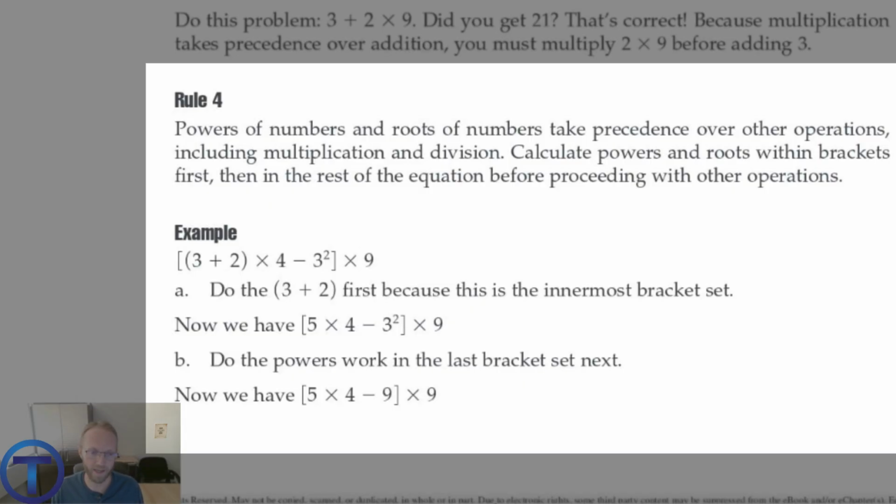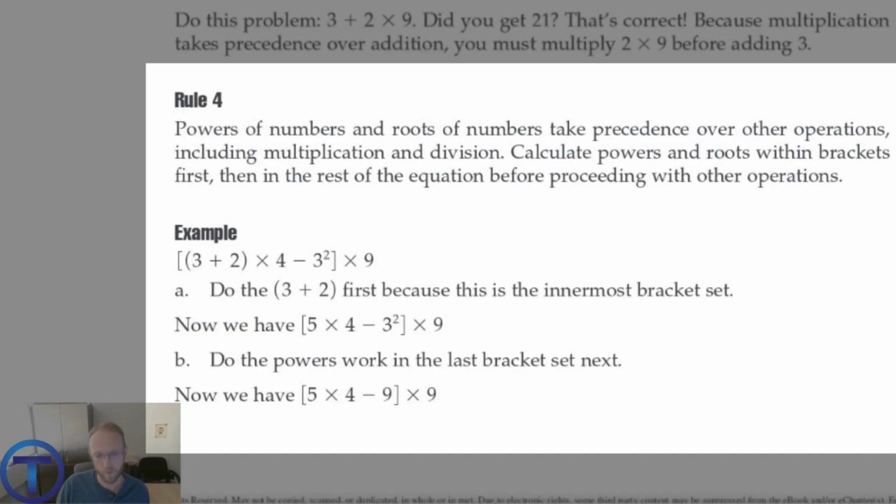We have, in brackets, parentheses, 3 plus 2, parentheses, times 4 minus 3 squared, times 9. So what do we do first? Well, let's focus on the parentheses. 3 plus 2 is 5. So we're going to replace that. Now in the bracket we have 5 times 4 minus 3 squared, bracket, times 9.